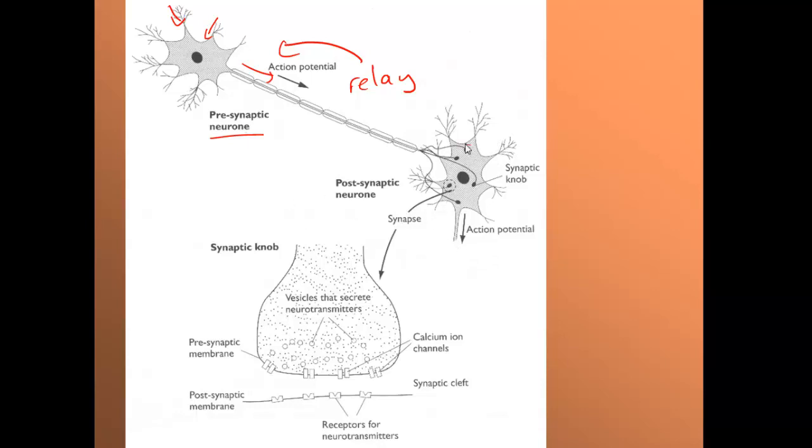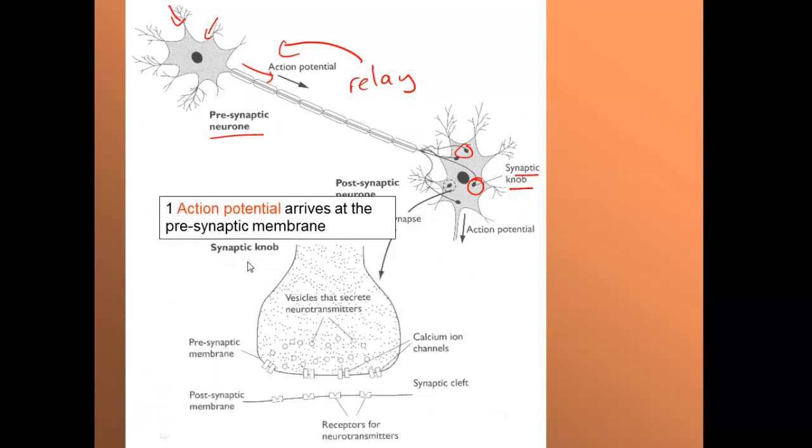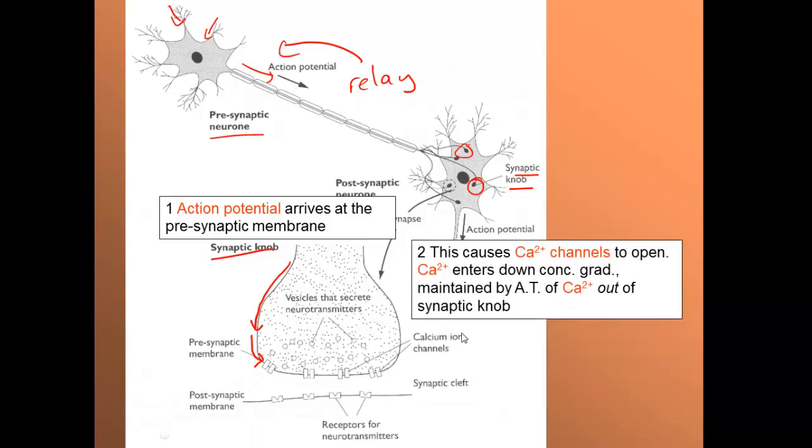So, looking at what is going on here in the synaptic knob, let's take our first stage of a CAV. Number one, action potential arrives at the presynaptic membrane. So we've zoomed in. This is the synaptic knob there, which I've just managed to cross out because I'm a little bit unco with this pen. So here comes the action potential, and it comes along down here. What will happen when it reaches here?